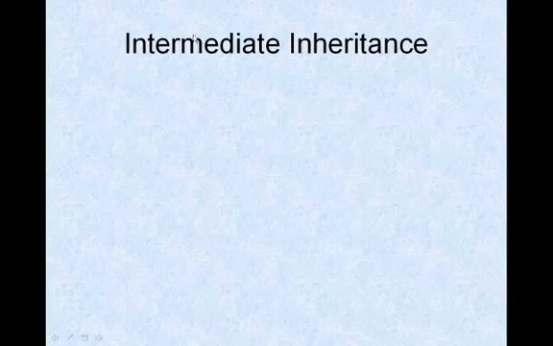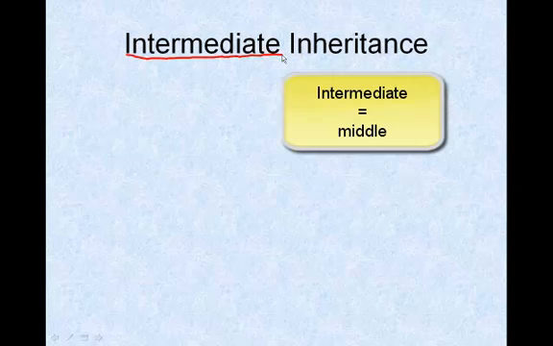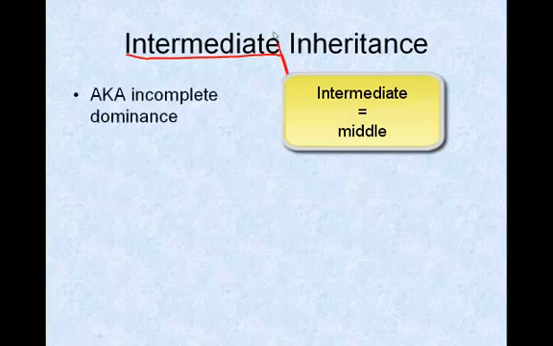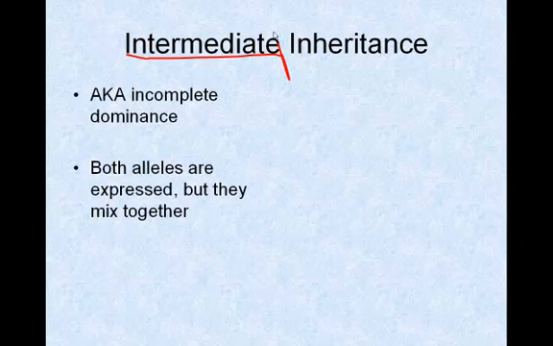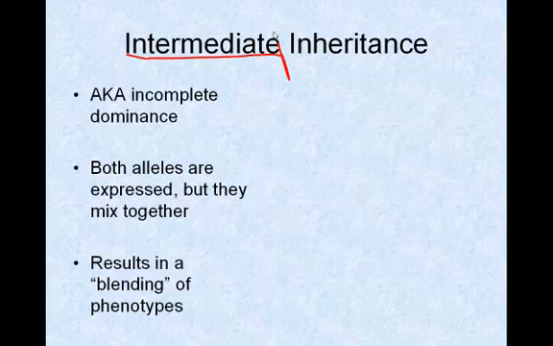So we're going to start with intermediate inheritance. Intermediate means in the middle. So another word for intermediate inheritance is incomplete dominance. When this happens, the organism shows both alleles, but they kind of get mixed together. And the result is an organism who looks like some kind of a transition halfway between the parents.